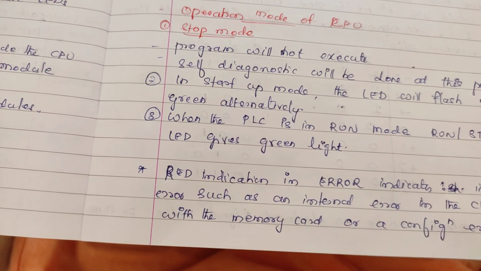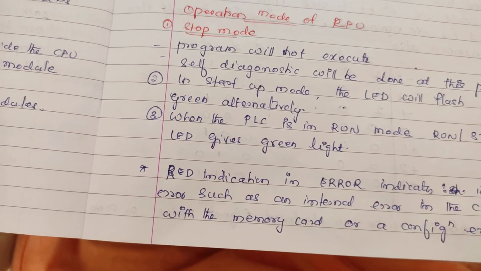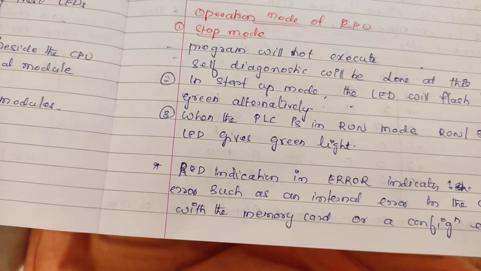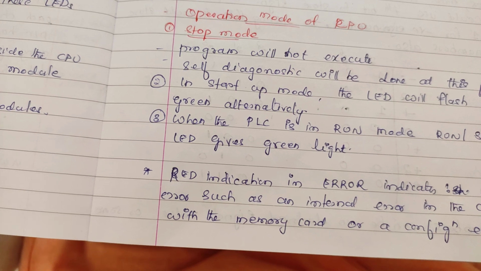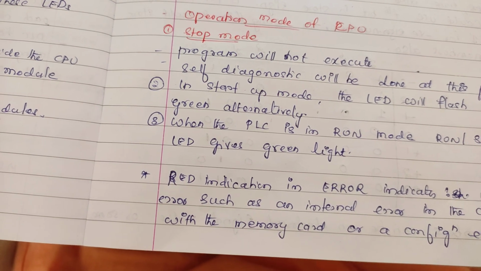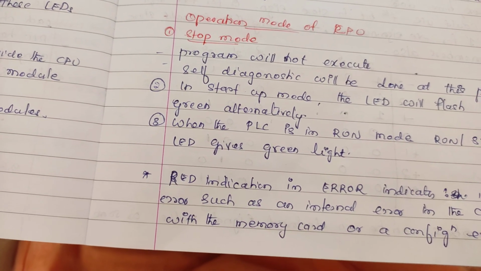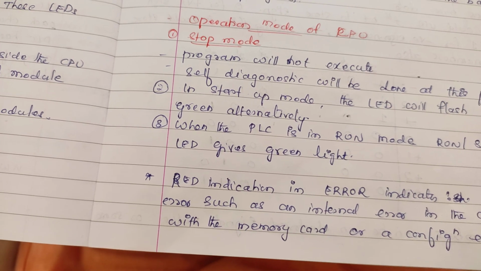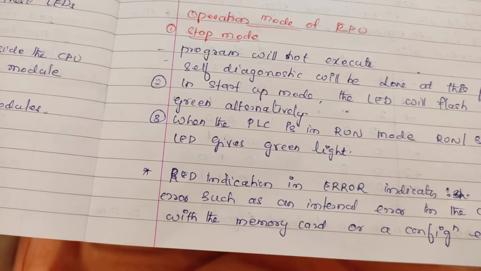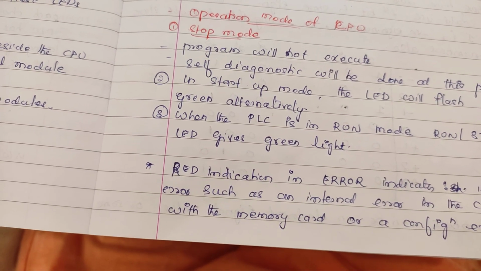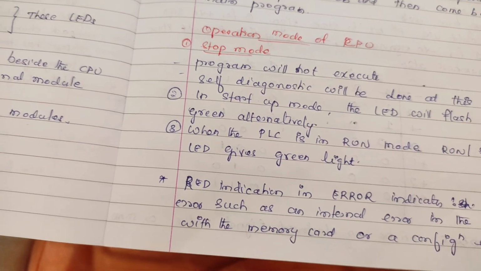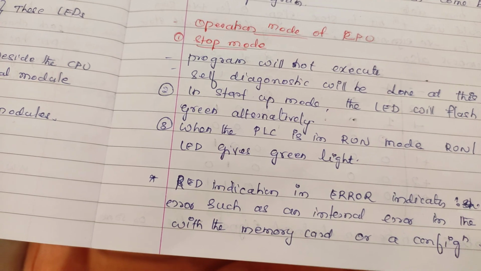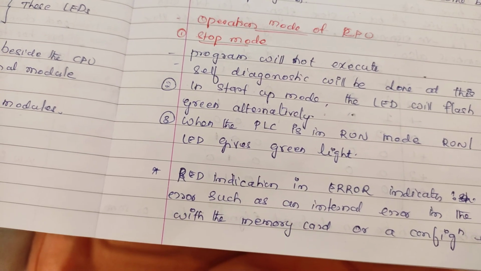Then at the end we have the maintenance indication. That means if something happens to our PLC hardware, for example if the input switches are not working or are damaged, then our PLC enters the maintenance state, and that LED indicates that our PLC is in the maintenance stage. So this completes the modes of operation of our CPU. Okay.